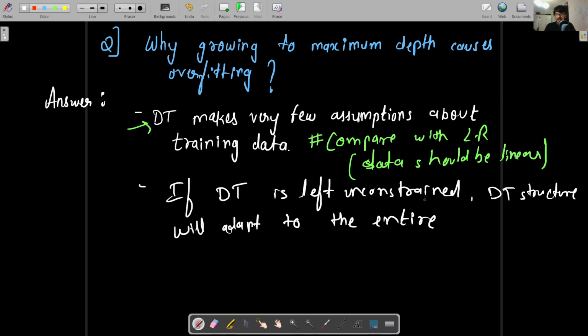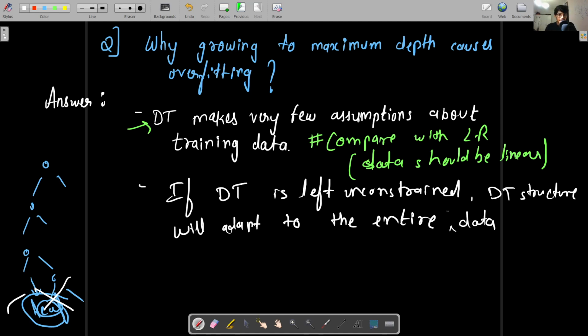Let me just give an example side by side. If I am growing my decision tree like this, and let's say this is a leaf node at the end, and if this leaf node that we are getting is because of the outlier, then we can't do anything, because our tree will adapt to that outlier as well. It will grow because of that outlier, even though we know that this is an outlier and this node is not needed here. So in short, if it is left unconstrained, then the decision tree will adapt to the entire training data.